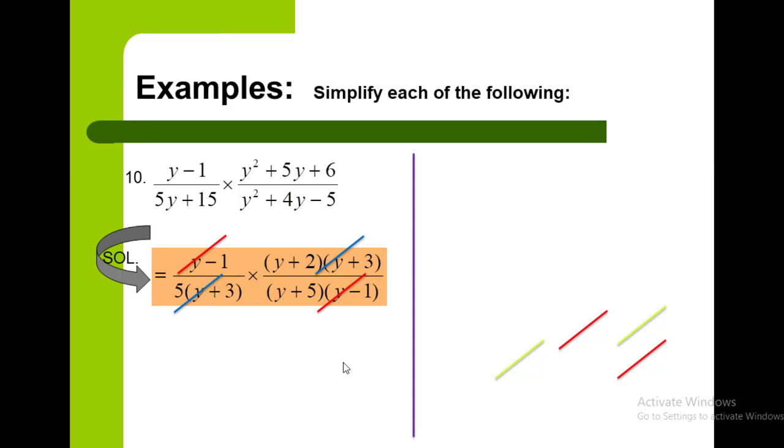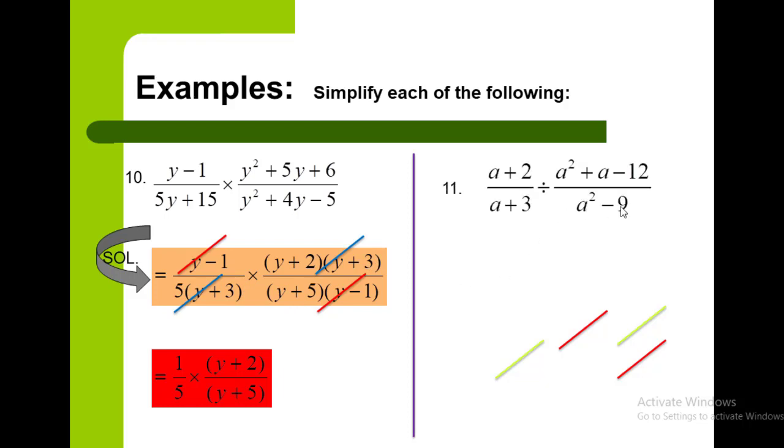Then we will cancel the common factors between numerator and denominator. y minus 1 with y minus 1. y plus 3 with y plus 3. After cancellation, we find that the result is 1 over 5 times (y plus 2) over (y plus 5).